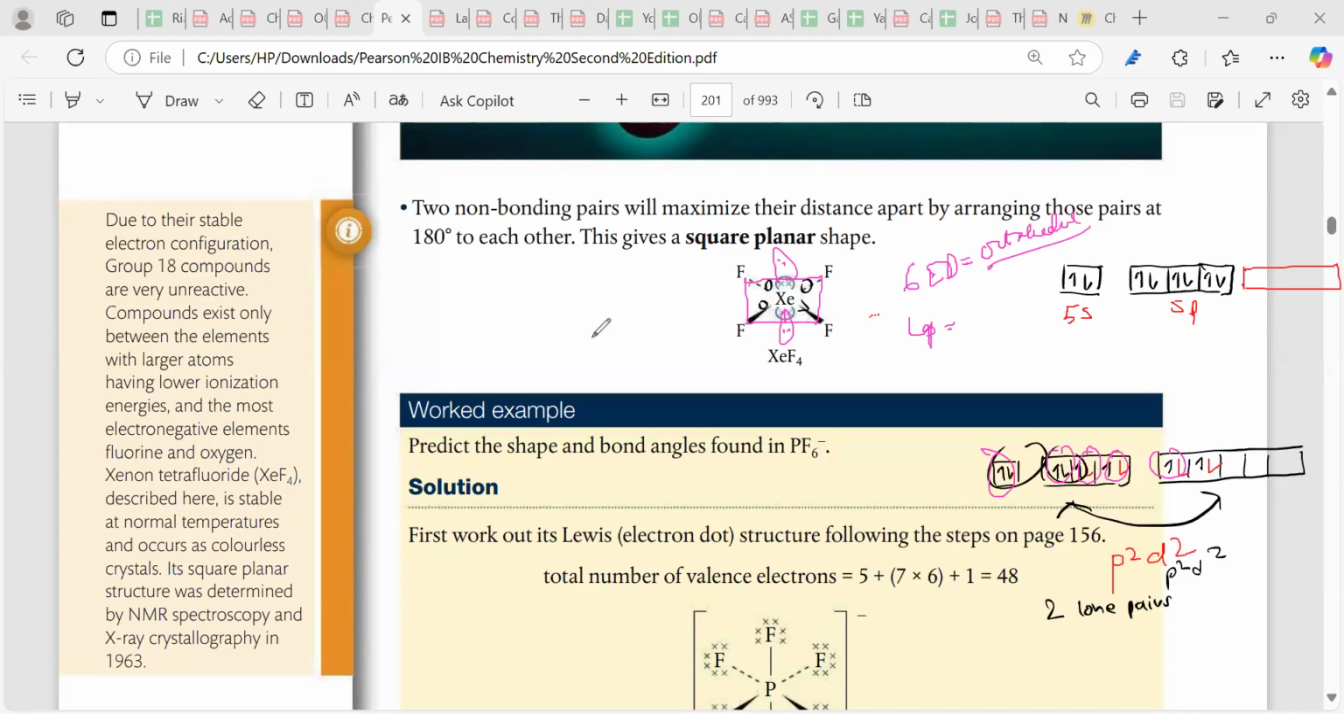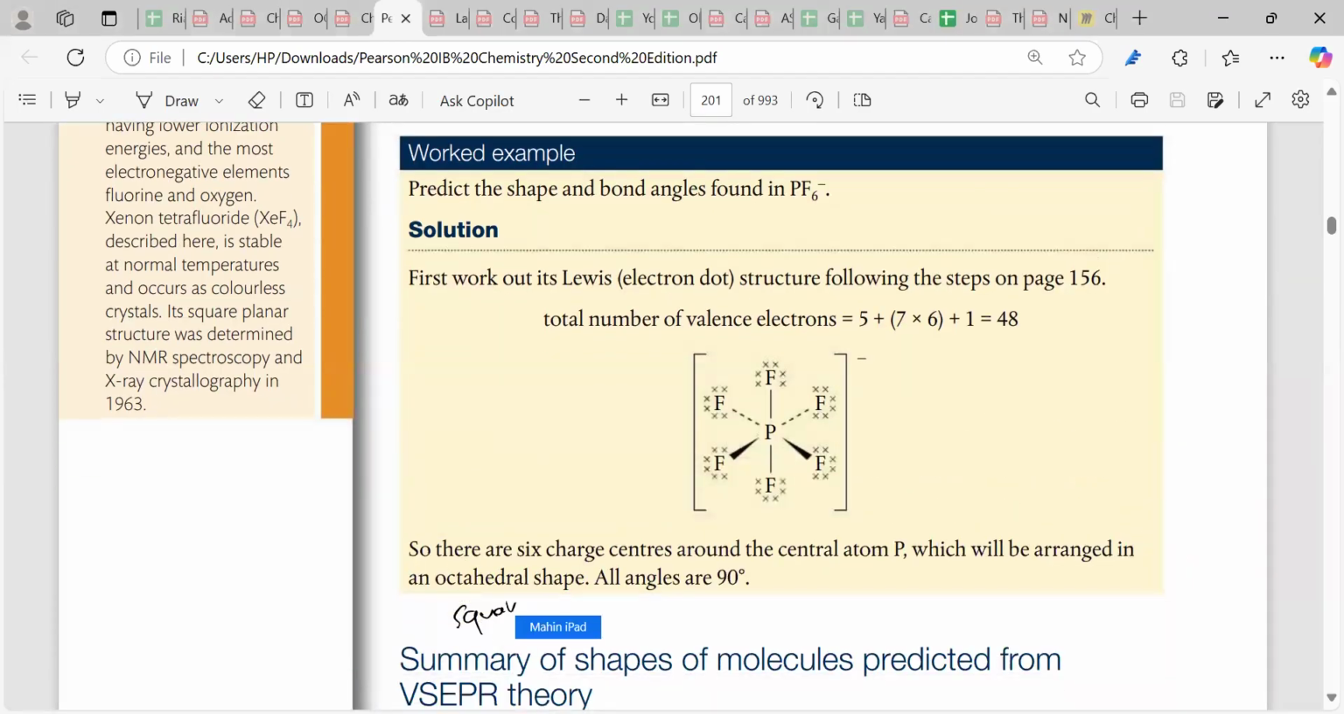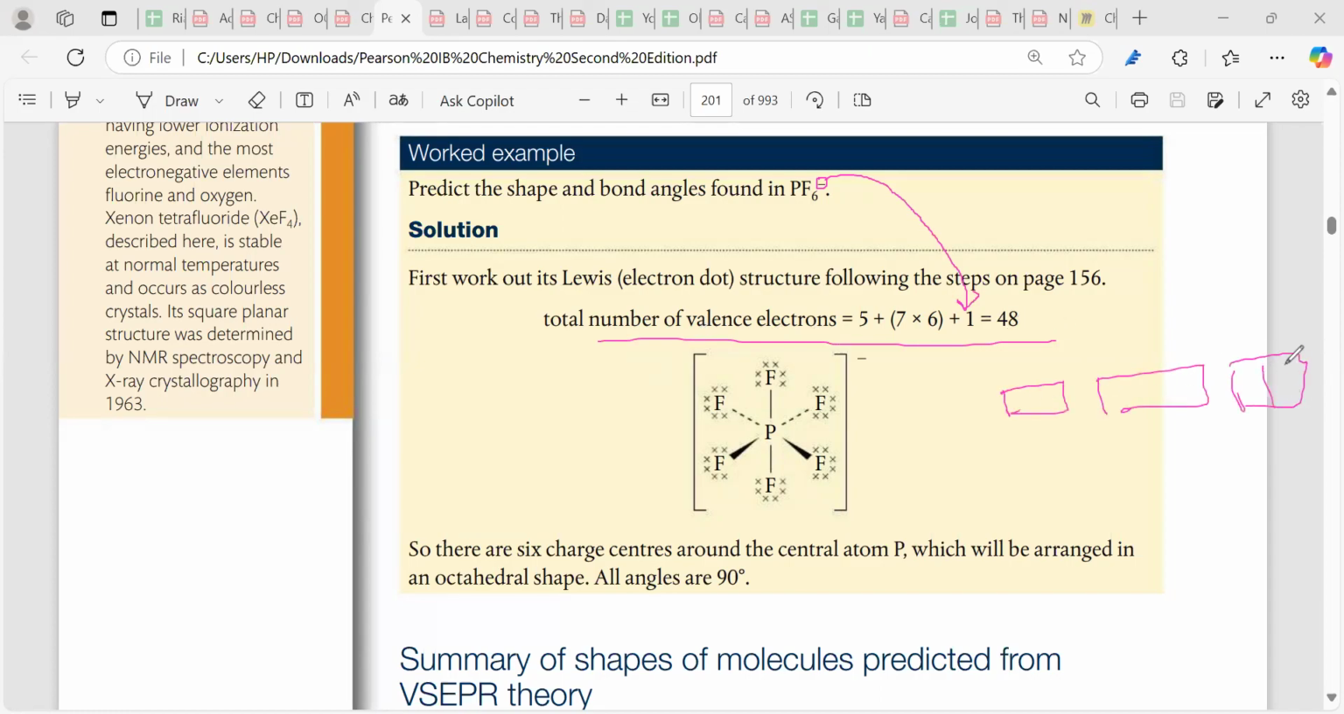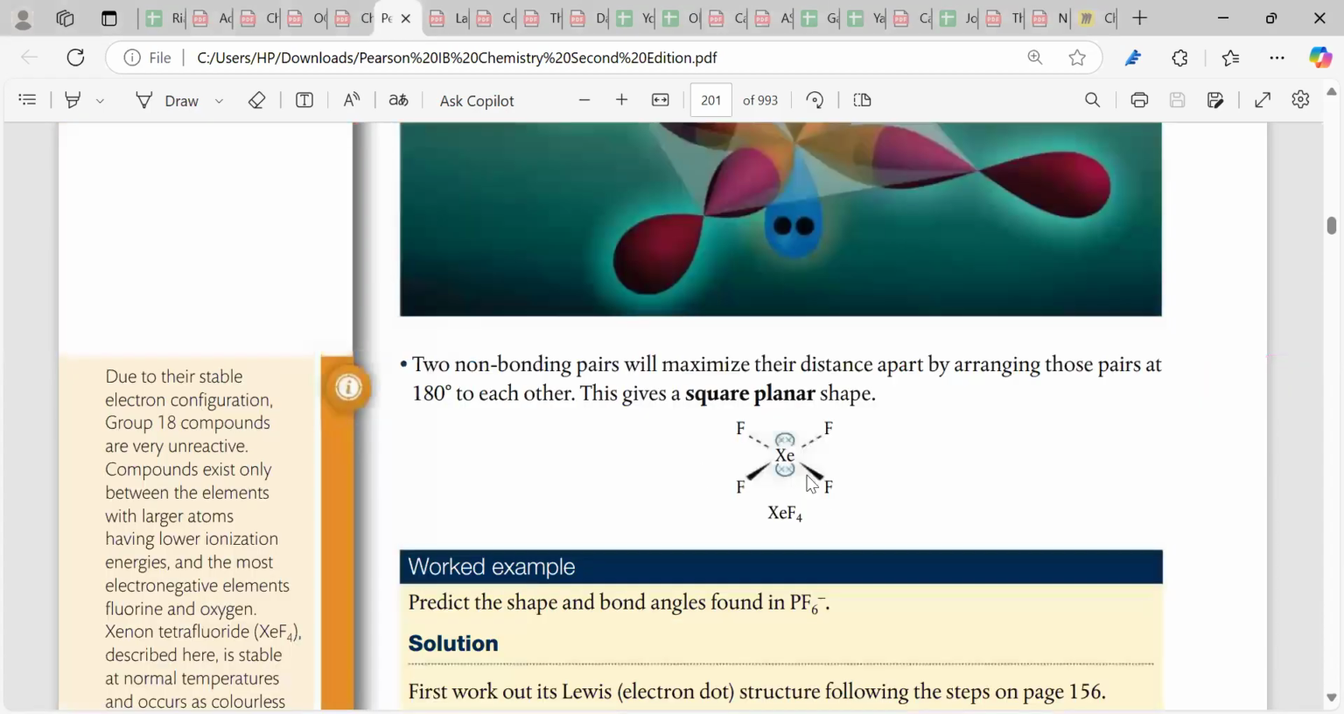Easy? Fine. Now, remember one thing: if you're asked to draw the Lewis structures, always first add the electrons if there's a minus charge. If it's minus, you have to add electrons. Is it clear? You first count the total number of valence electrons, and then as I've done, you have to do like that. That's a shortcut, isn't it? Did it help you to do it easily? Otherwise, you have to memorize how many electrons are there, right?